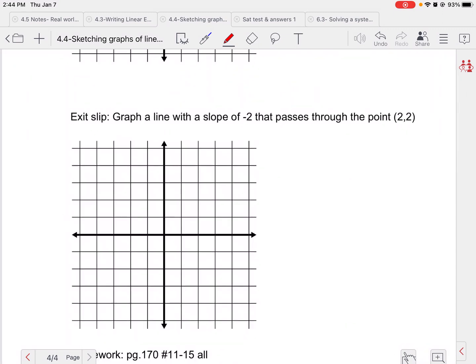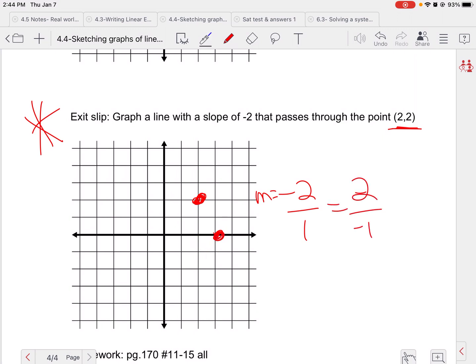Okay, why don't you go ahead and try this one on your own. Again, we're going to start by plotting this point, so the point 2, 2. Okay, and my slope is negative 2. And remember, that is over 1. So I can go down 2 to the right 1, since it's a positive 1. I also could have done a positive 2 over a negative 1 by going up 2 to the left 1. And again, you can see that that still forms a nice big straight line for us.